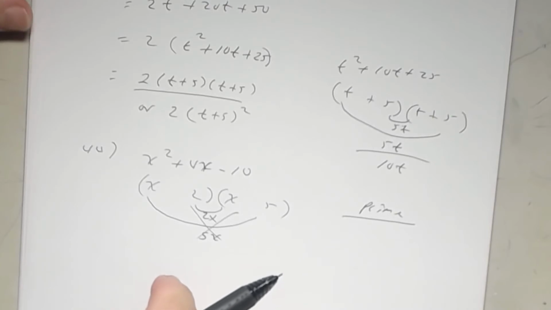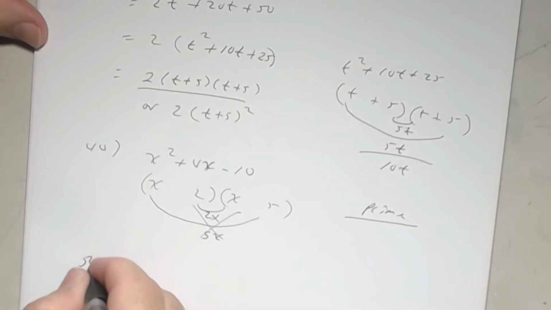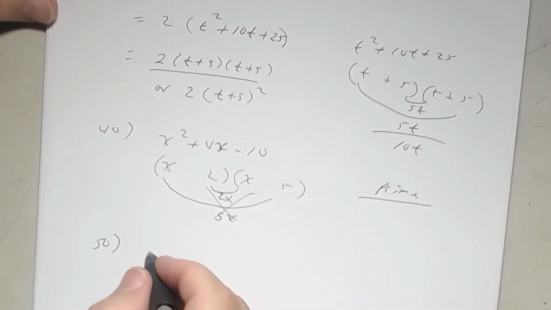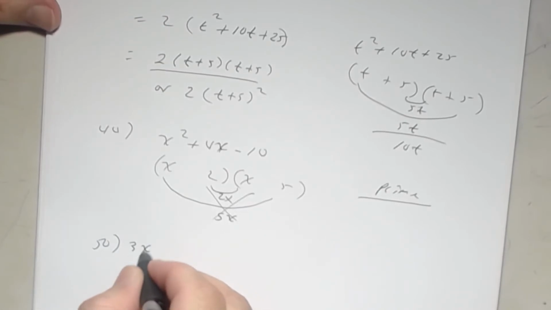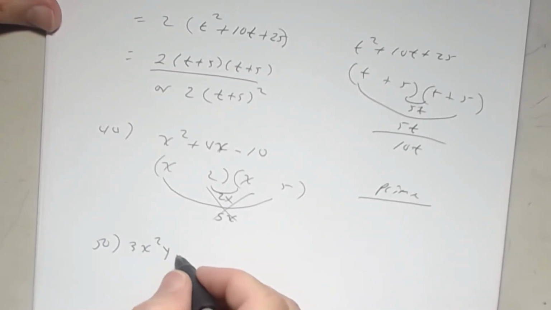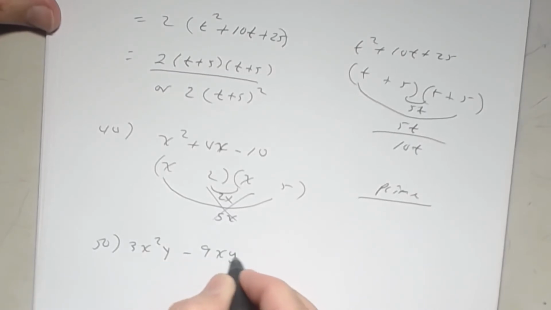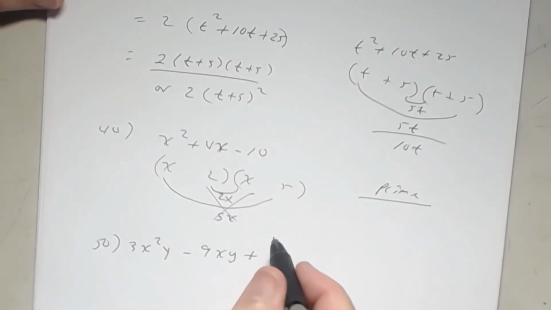All right, number 50. You have 3x squared y minus 9xy plus 45y.